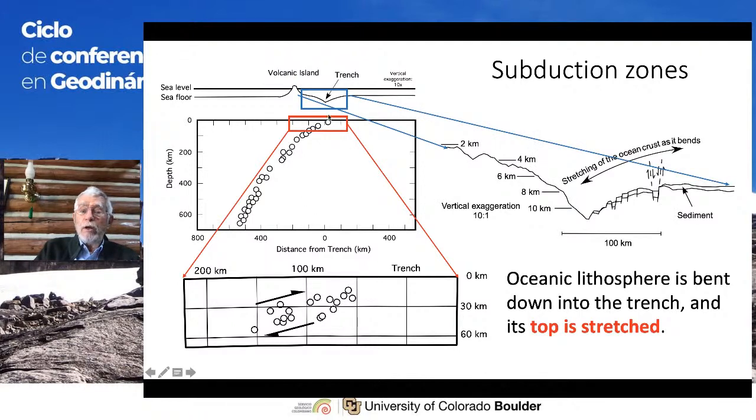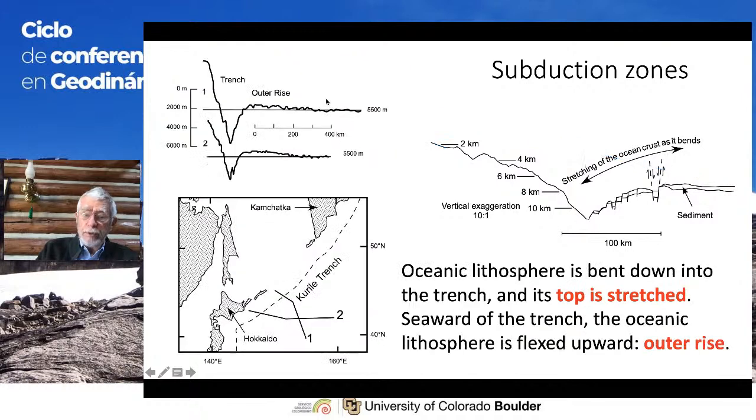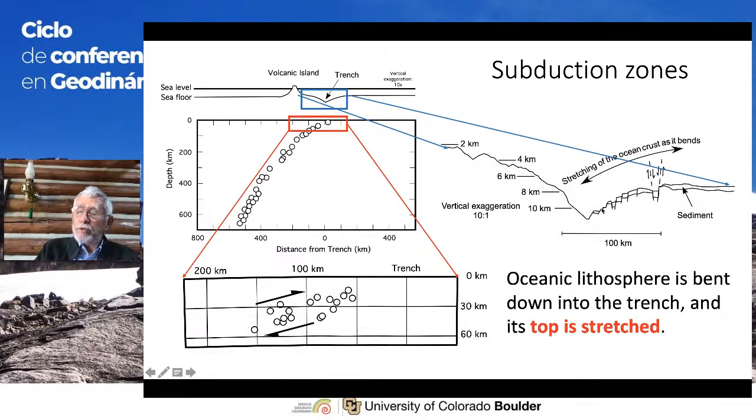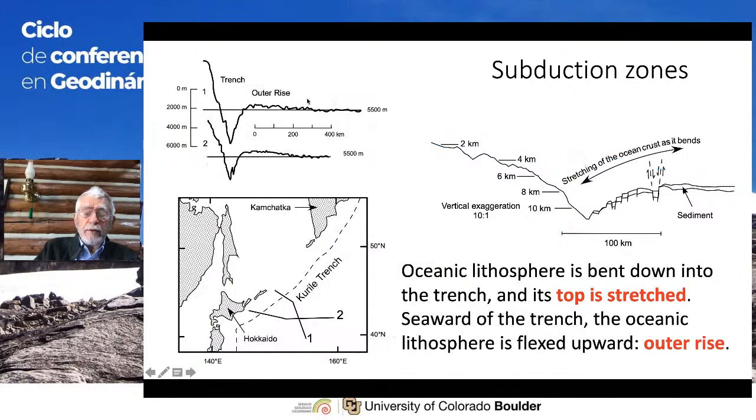In addition, if one looks in detail at the trench in this area, the top surface of the trench is broken by faults, and these are normal faults. So this has been stretched as it bends. The seafloor bends as it comes down in here, and the top surface stretches. And in fact, there's another more subtle feature. This is a map, Kamchatka from Russia.